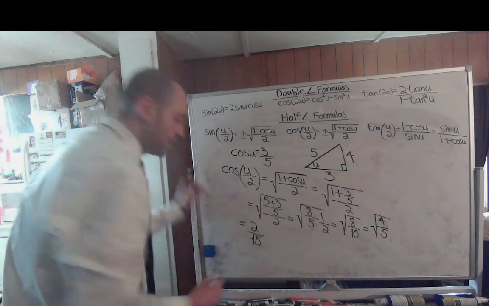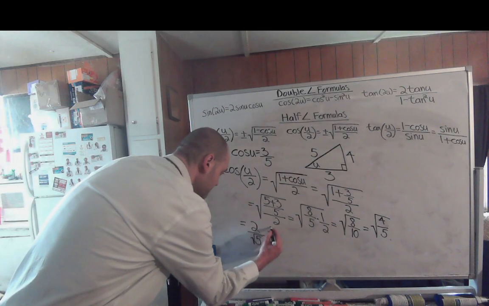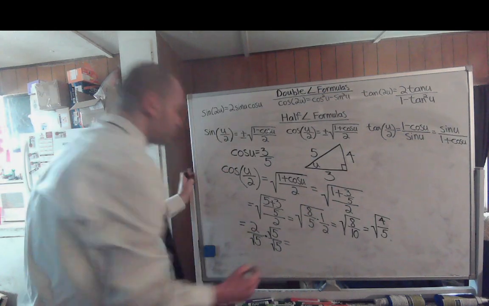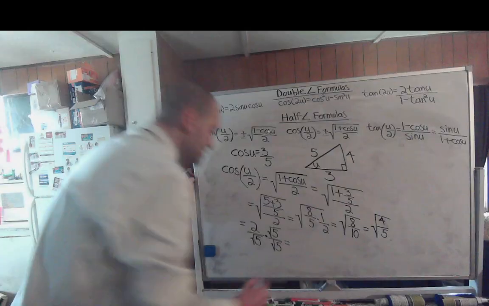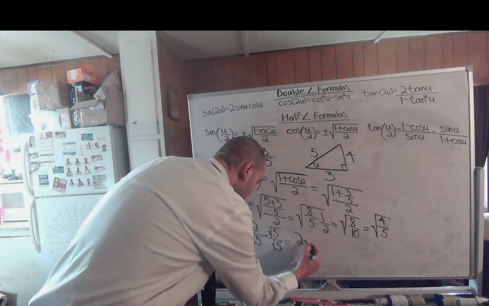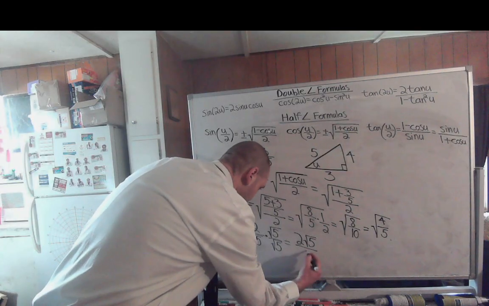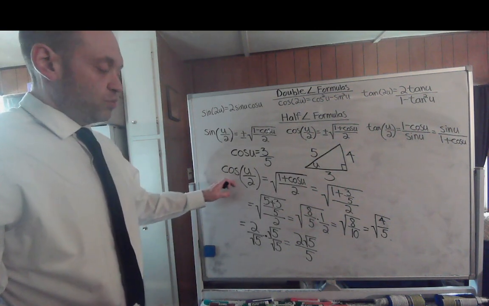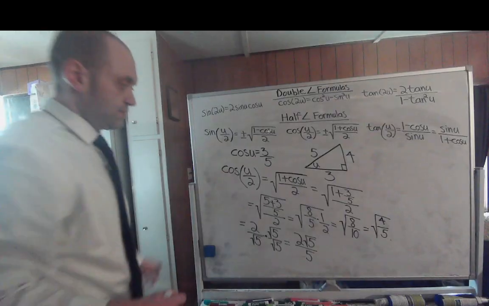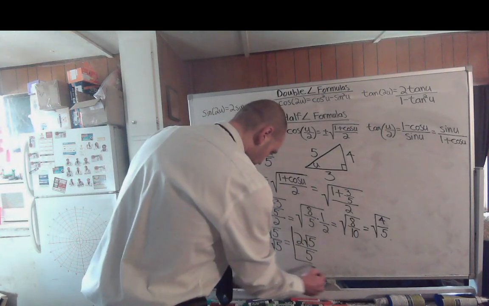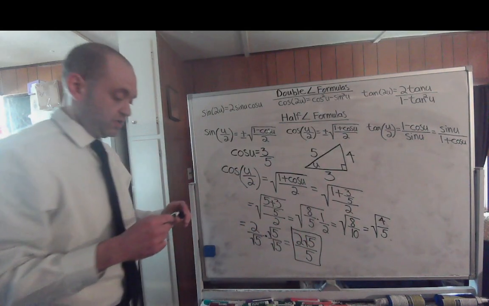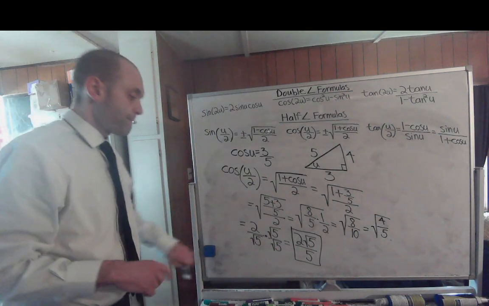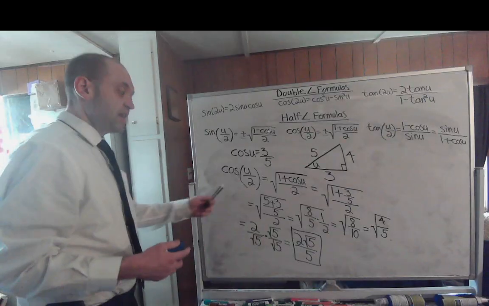But you want to rationalize the denominator, so you'll take times the square root of 5 over the square root of 5. So that means your cosine of u over 2 in this case is going to end up being 2 times the square root of 5 over 5. Now, some people would have got an answer of 3/10. That would have been completely wrong. The cosine of u over 2 is 2 times the square root of 5 over 5. Now we'll go for the sine of u over 2.